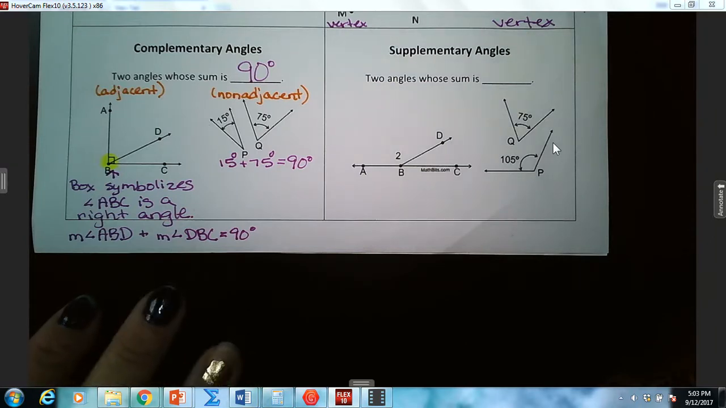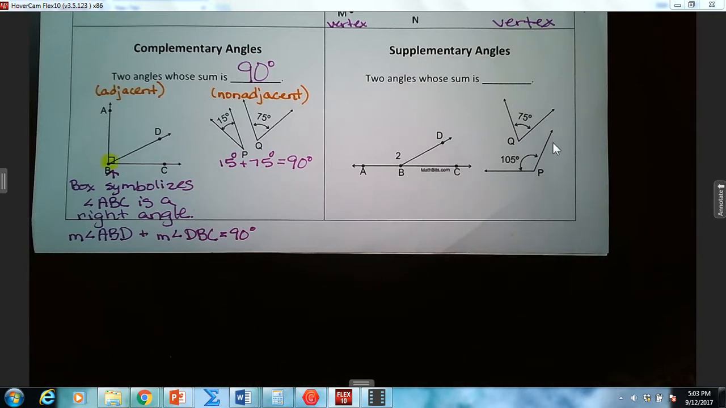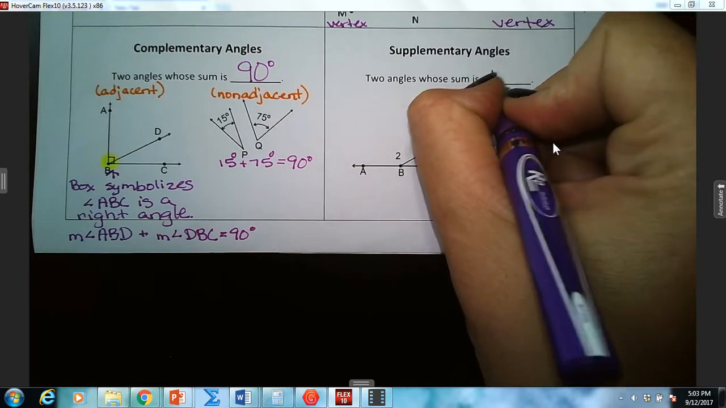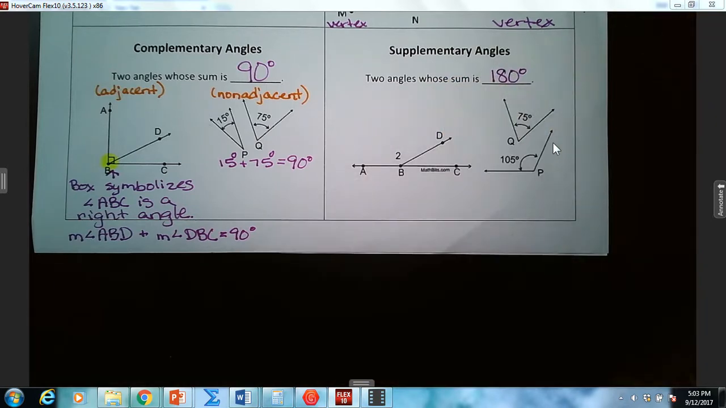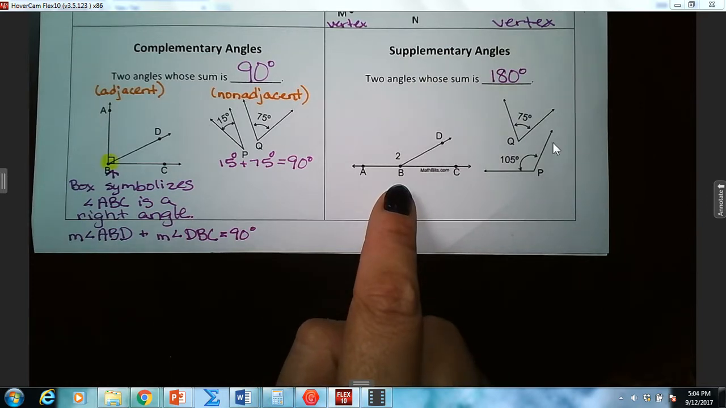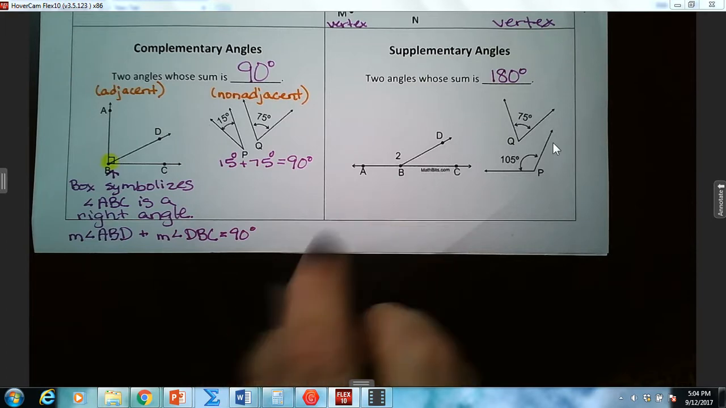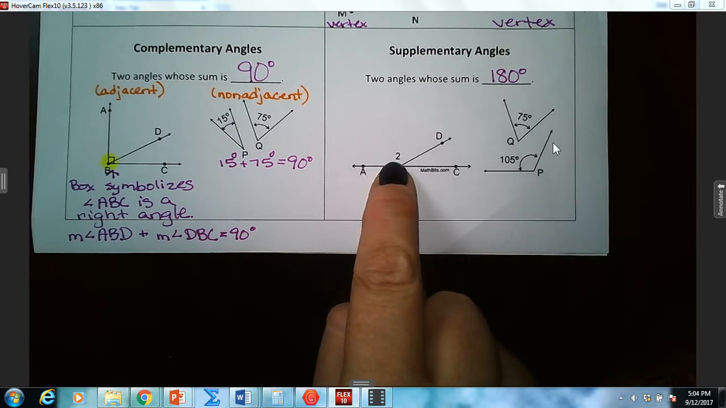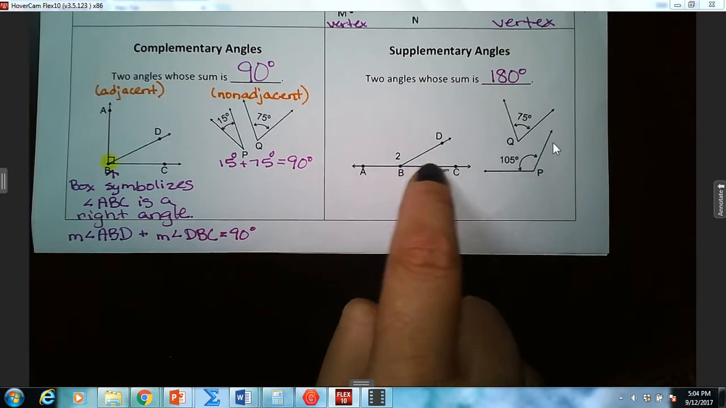Complementary is often taught with supplementary because it's really the same concept but a different angle measure. Supplementary angles are two angles whose sum is 180 degrees. 90 degrees and 180 degrees get used a lot in geometry. So let's take a look at what we have here. In this first picture on the left, we've got a set of adjacent angles. Angle ABD, we could also call that angle 2, is adjacent to angle DBC.